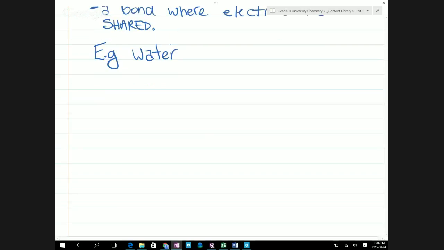Okay. What is the chemical equation of water? H2O. H2O, meaning what? 2 hydrogen and oxygen. Good. So let's look at how this works. Let's draw a Lewis diagram.